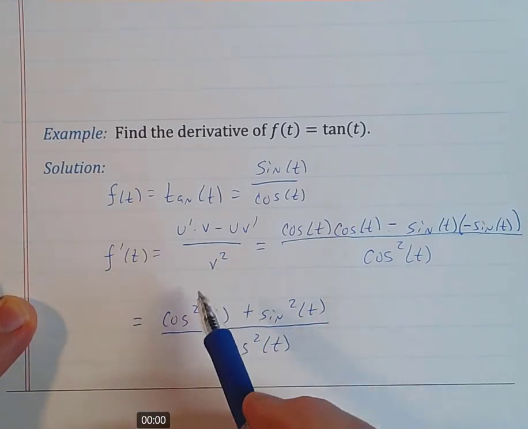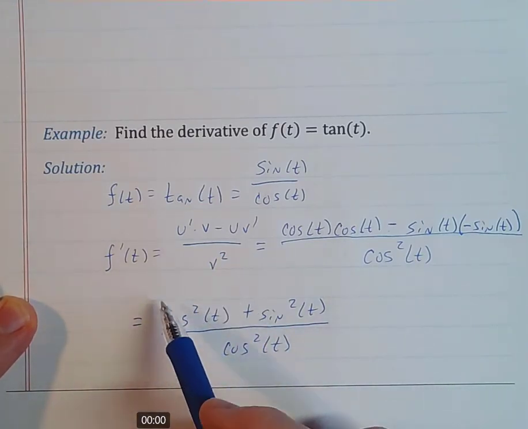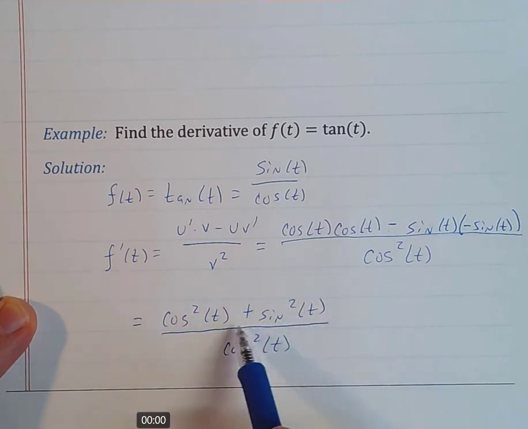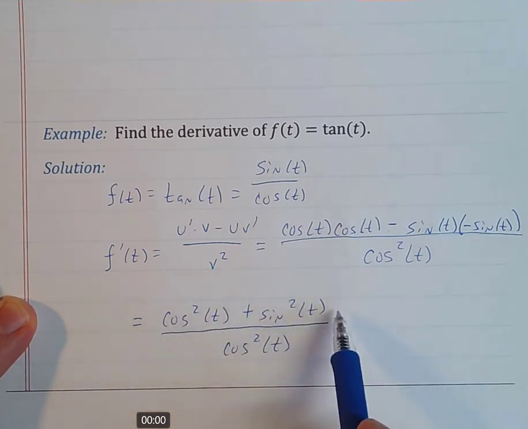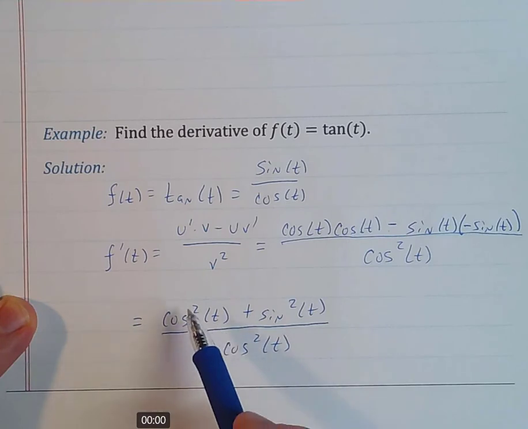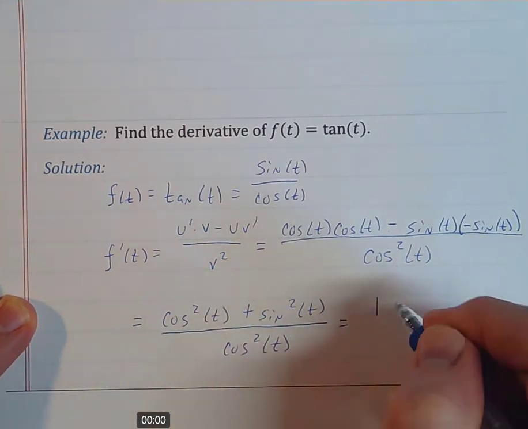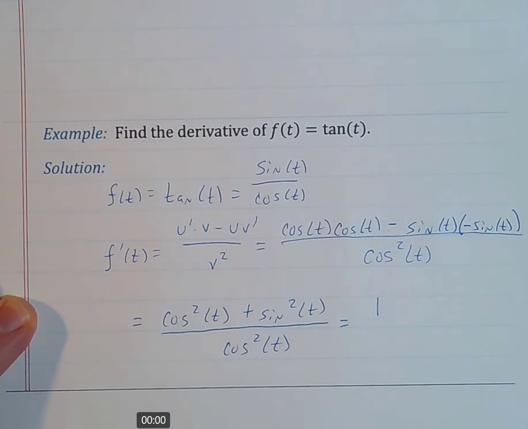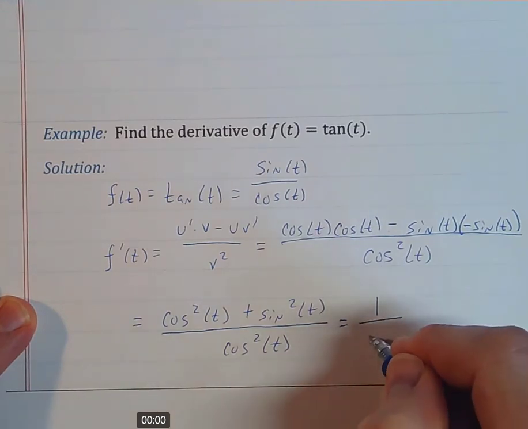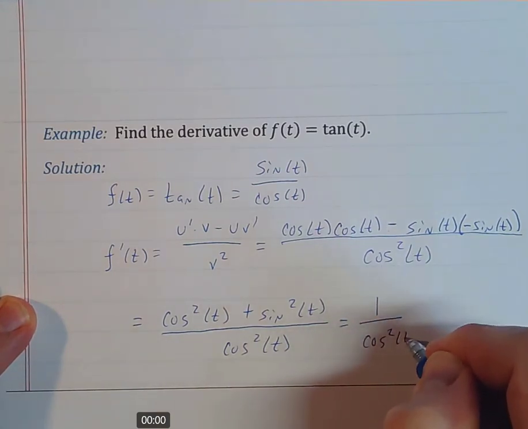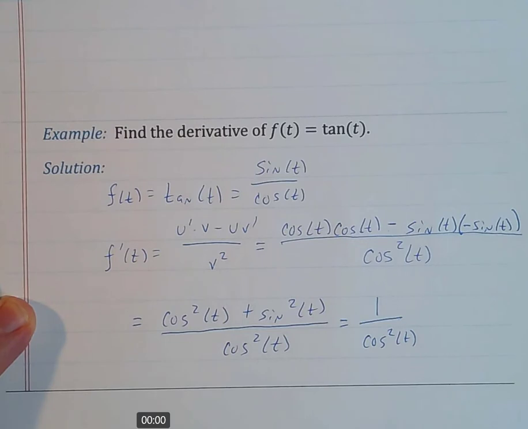Now we have another trig identity that we can remember. Cosine squared plus sine squared. This is what's called the Pythagorean identity. And cosine squared plus sine squared, that just equals 1. Now if you don't know that, you may need to go back and take a look at the trig identities. Just go back and review those. You should have come across that. If you've taken trig, you certainly should have come across that identity before. And what we got in the bottom is cosine squared. So we found the derivative here.